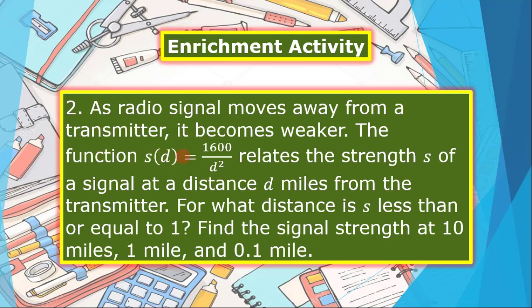The function S of D equals 1,600 all over D squared relates the strength S of a signal at a distance D miles from the transmitter. For what distance is S less than or equal to 1? Find the signal strength at 10 miles, 1 mile, and 0.1 mile.